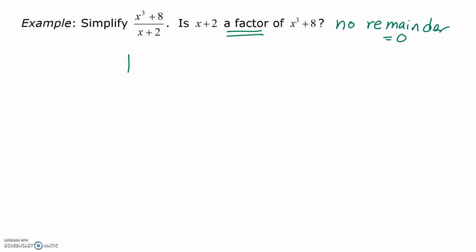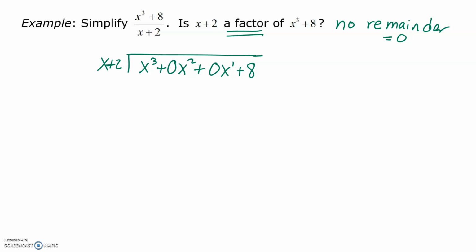Now, let's go ahead and set it up. So x plus 2 is on the outside. On the inside, we're going to start off with x to the third, but we do need some placeholders because we're missing x to the second. So we would multiply that by 0, and plus 0x to the first plus 8. Okay, all right, so let's go ahead and take a look.